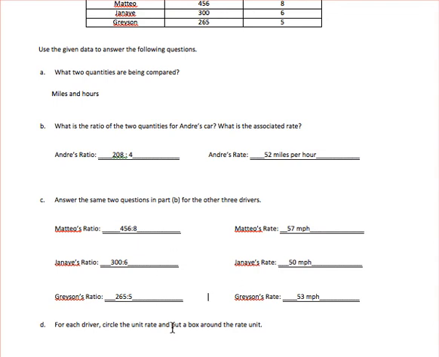Finally, we're asked to circle the unit rate and put a box around the rate unit. So we would circle the number we calculated and put boxes around the miles per hour, since that is the rate unit.